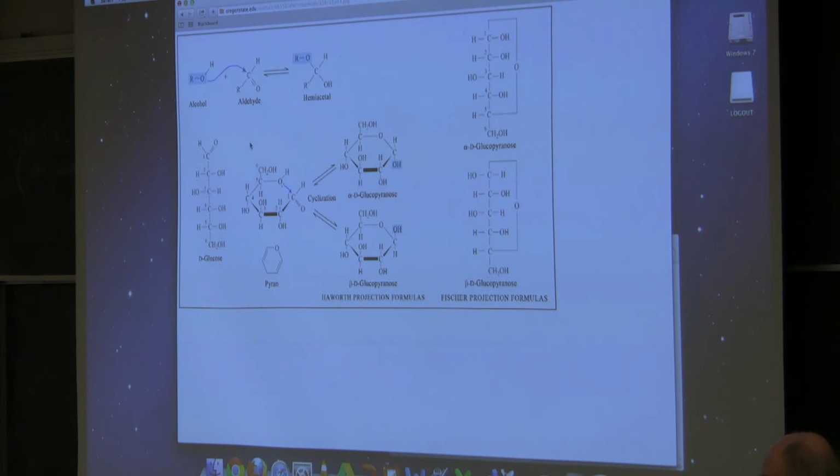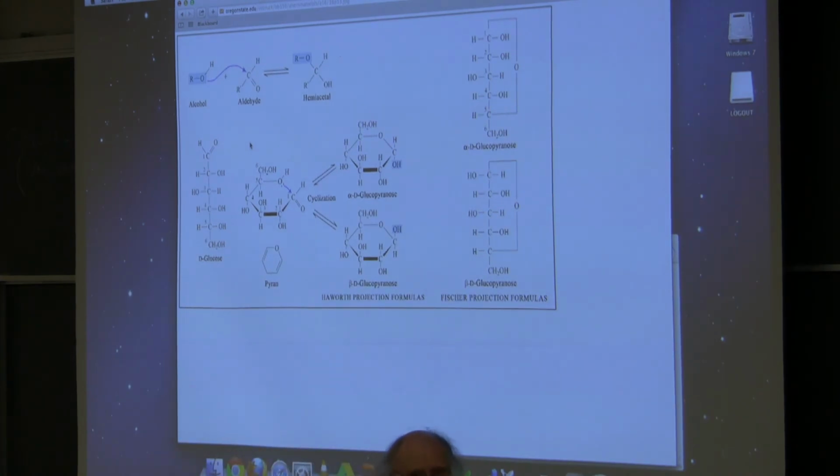There's still more nomenclature. You'll notice that this is described on the top one as alpha-D-glucopyranose. What's a pyranose? A pyranose is a sugar that has a 6-membered ring. Okay? 1, 2, 3, 4, 5, 6. Oxygen is one of the members of the ring. So a pyranose is a sugar. Whenever you hear the term pyranose, it tells you it's in a ring, and it tells you specifically it's in a 6-membered ring.